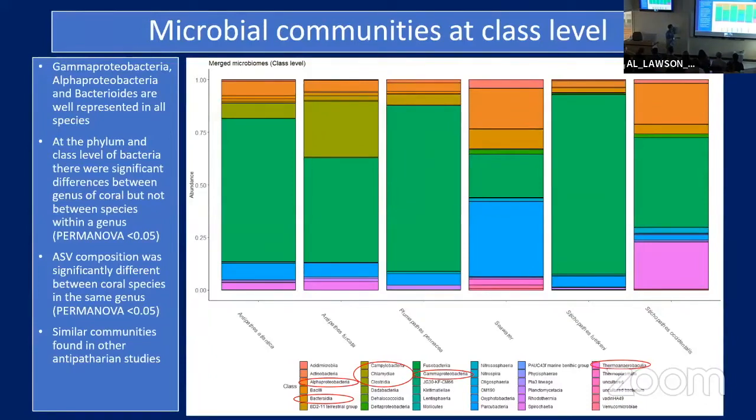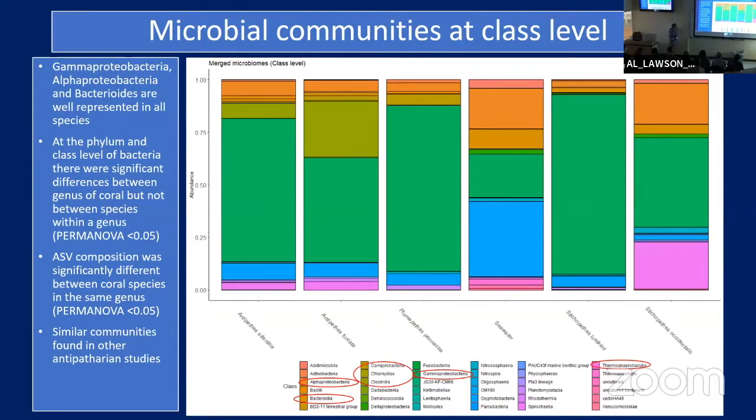The first thing I like to do when I get microbiome data back is make pretty bar graphs because my simple mind can comprehend colors well. What you're looking at is a bar plot of our 5 species and seawater at the class level for the microbes. And it's a relative abundance, so 0 to 100%.